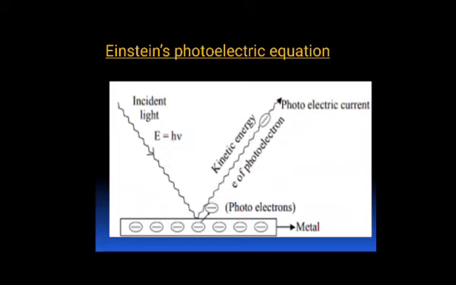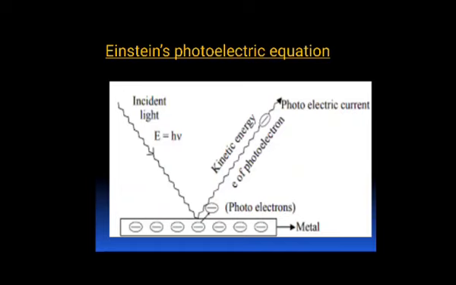According to Einstein, light consists of photons. When light of suitable frequency falls on a metal surface, the photons interact with the matter and one electron is emitted due to one photon. So, when you are considering incident light as a photon, its energy is taken as E is equal to h nu. h is Planck's constant, nu is frequency.